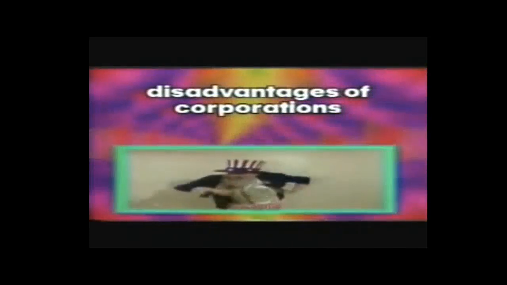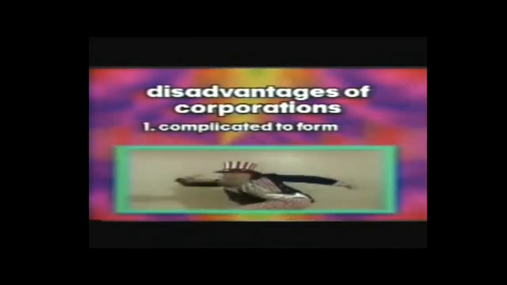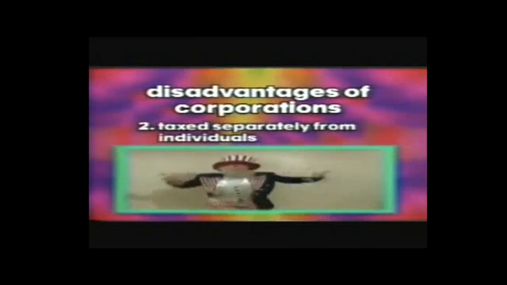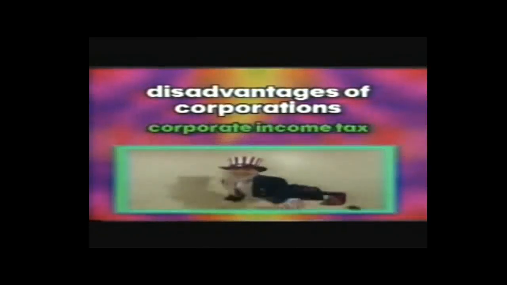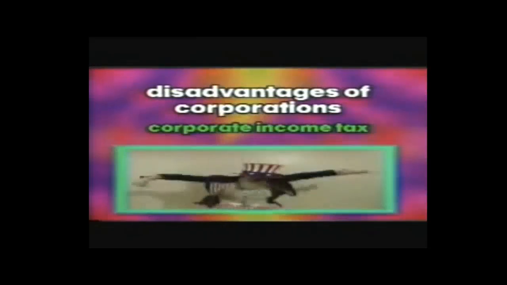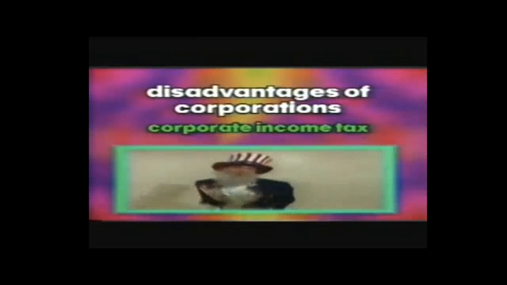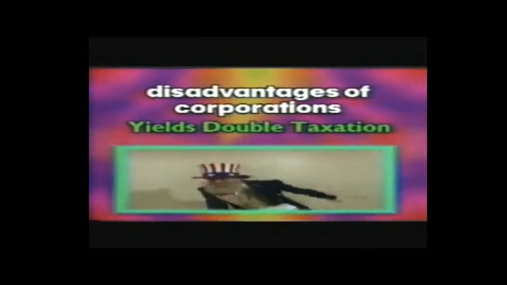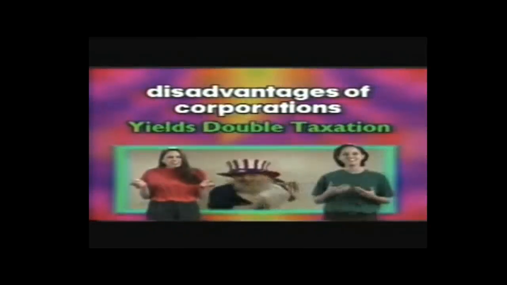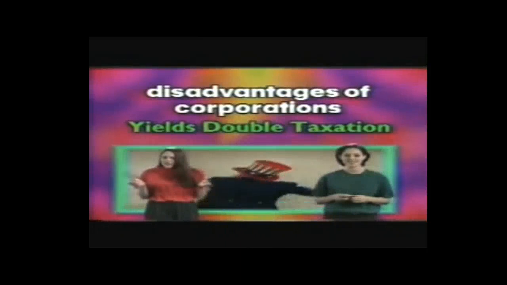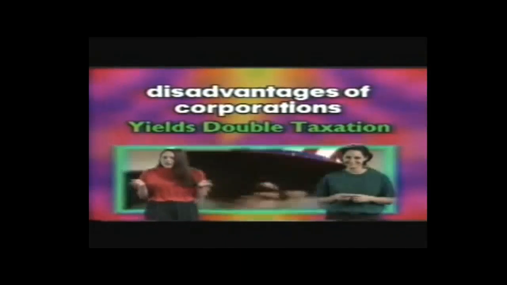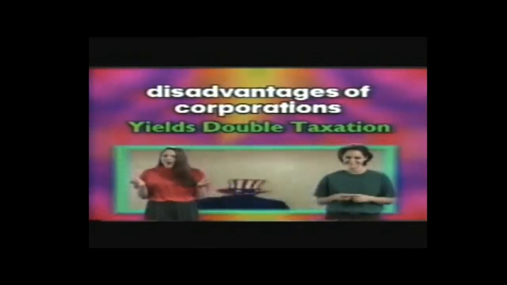The major disadvantages of corporations are that they are more complicated to form and they are taxed separately by the government. This is known as the corporate income tax. The corporate income tax rate differs depending on the amount of corporate income and the whims of Congress. The corporate income tax basically results in a double taxation. How's that? Because the business gets taxed and then the dividends or payments to owners of the company are taxed as income to individuals. The same money is taxed twice.